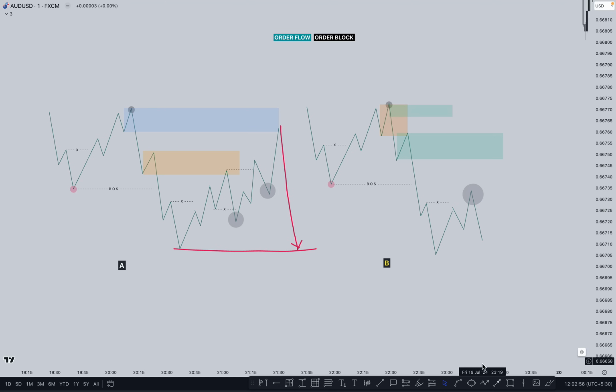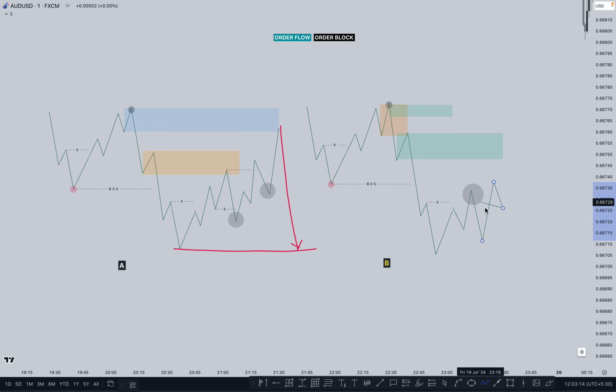But what happens if price does not create that, and the market goes up to break the high? That means this inducement has failed. It means you have to wait for it to mitigate the extreme order flow. If order flow is available, then you have to wait for it. If not available, then you have to wait for it to mitigate the extreme order block, right?